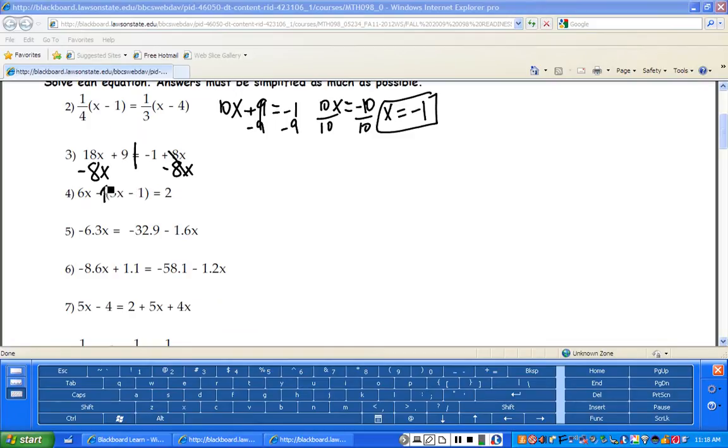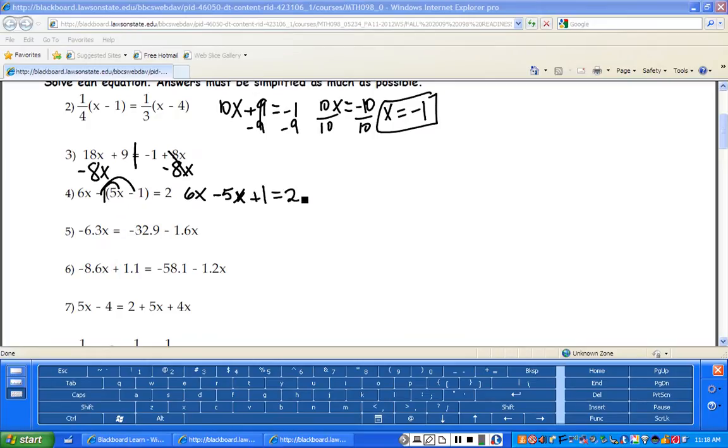So you're distributing that negative by everything in parentheses. And at the end of the day, all it really amounts to is changing the signs of everything that's in the parentheses. So now this problem will look like this. 6x stays the same. Now this negative 1 times 5x makes it a negative 5x. Alright, and this negative 1 times this negative 1 becomes a positive 1. And you still have equals 2 on the other side.